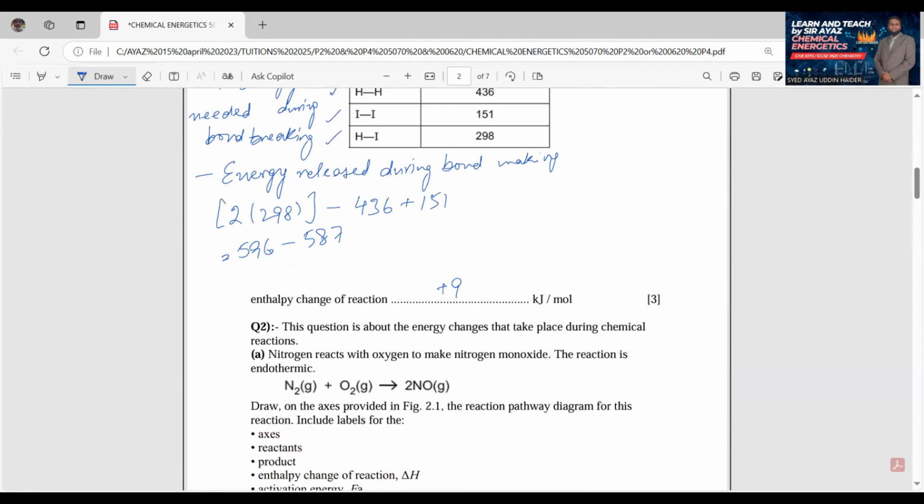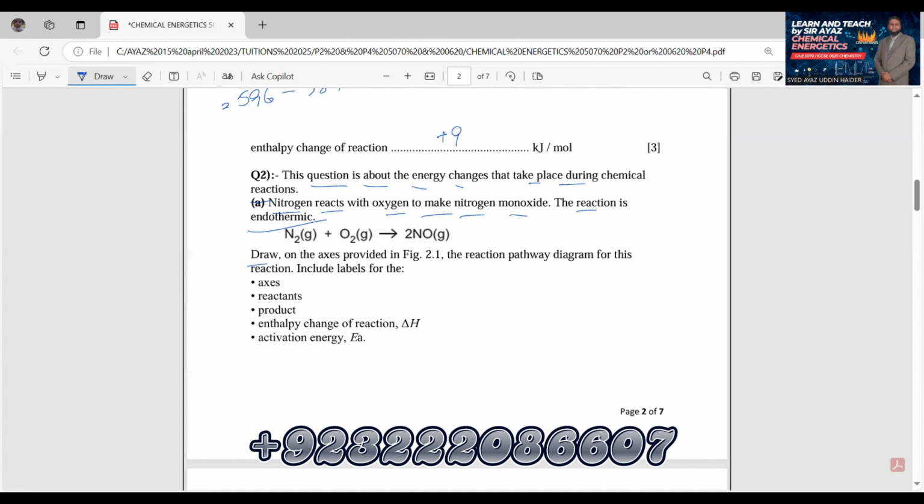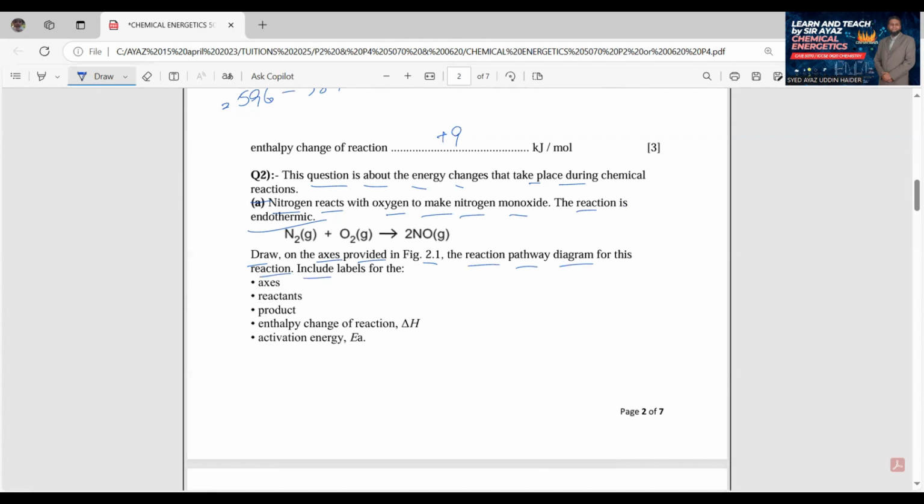Now for question number 2, this question is about the energy changes that take place during chemical reaction. Part A, nitrogen reacts with oxygen to make nitrogen monoxide. The reaction is endothermic. There is a reaction N2 gas plus O2 gas gives 2NO gas. Draw on the axis provided in figure 2.1 the reaction pathway diagram for this reaction. Include labels for the axis, reactants, product, enthalpy change of reaction delta H, activation energy EA.